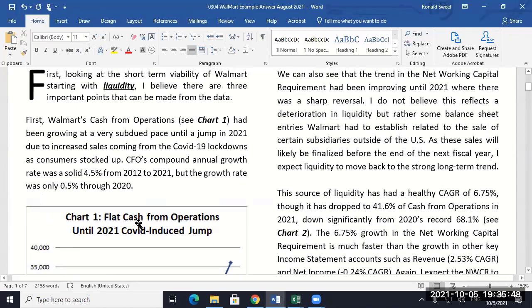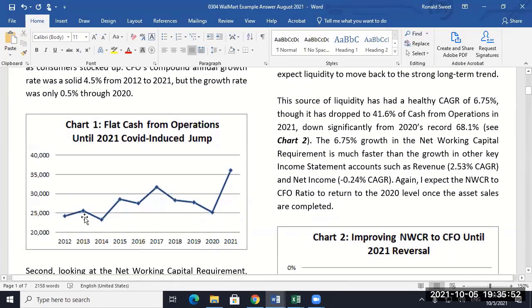So the first thing is just cash from operations. Cash from operations for Walmart was very, very flat, and then COVID hit. So many of you are going to have COVID impacts, sometimes positive, sometimes negative. So you have to try to figure out which way that's going, and if it's going to reverse the next year.